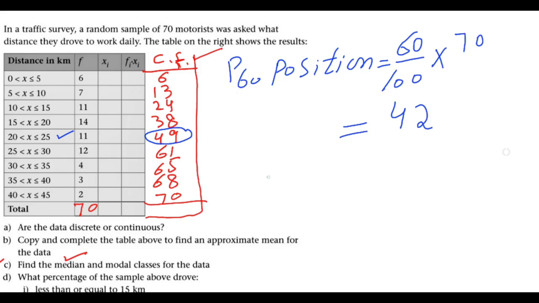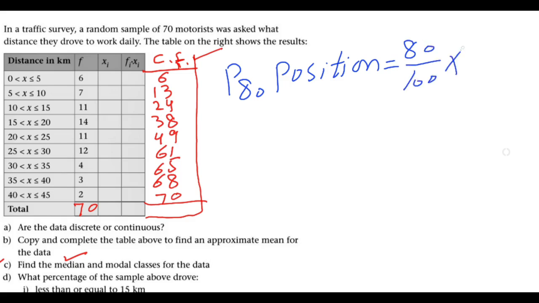So the P60 falls in the class between 20 and 25. So the class interval is between 20 and 25. So this is my final answer.